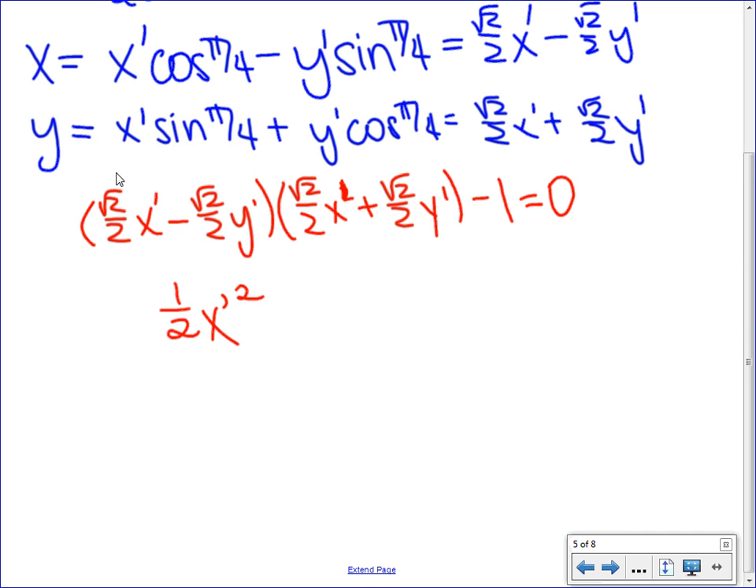What about this? Radical 2 over 2 times radical 2 over 2 is, times y prime squared. And I'm going to go ahead, and we always want our constant over here, right? What do we have?